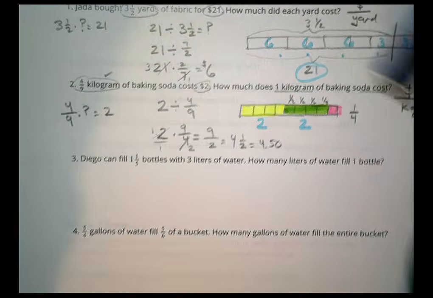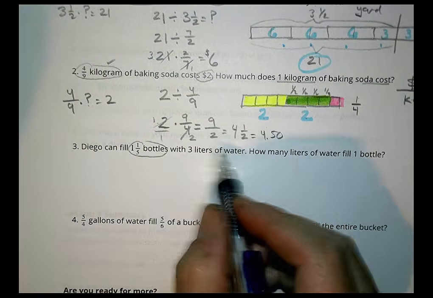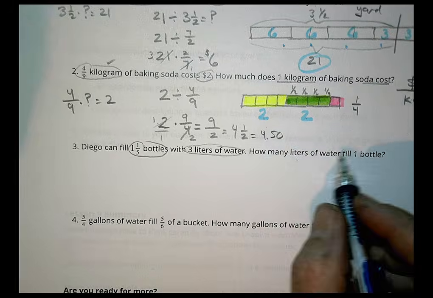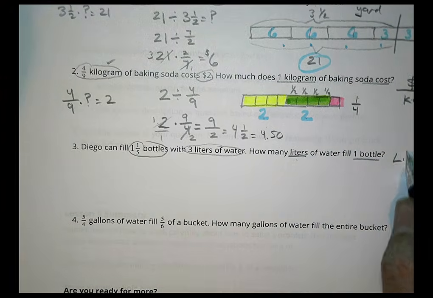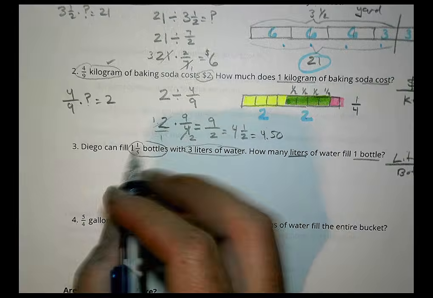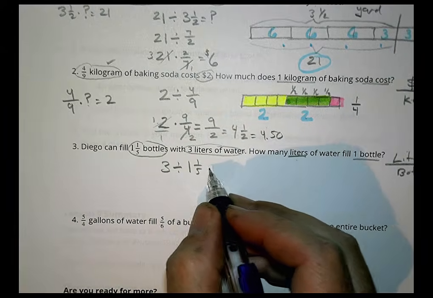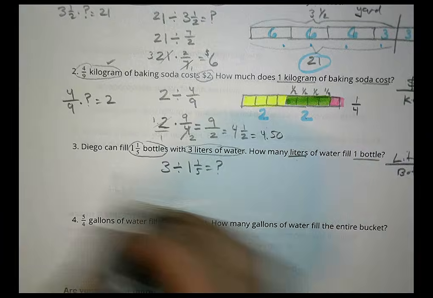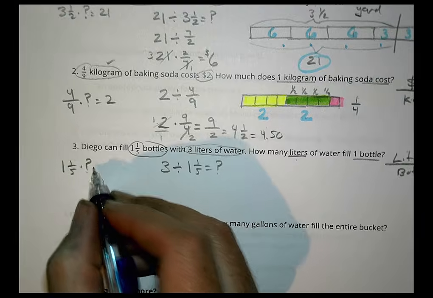And our next one says Diego here can fill 1 1/5 bottles with 3 liters of water. How many liters of water fill 1 bottle? So we're looking for how many liters for 1 bottle. Okay, what we know so far is we have 3 liters, and we're dividing that by 1 1/5 bottle. That's our division problem. As a multiplication, we could do 1 1/5 times something equals 3.